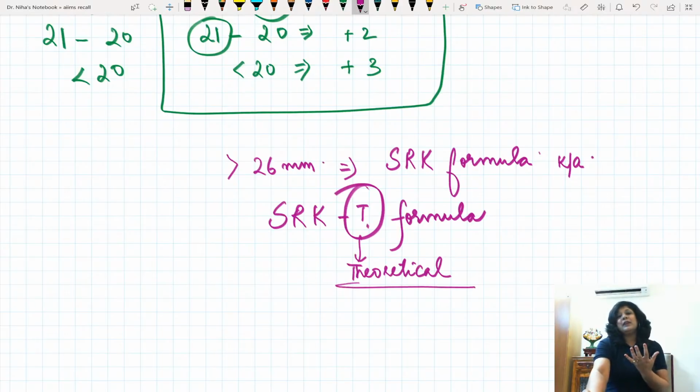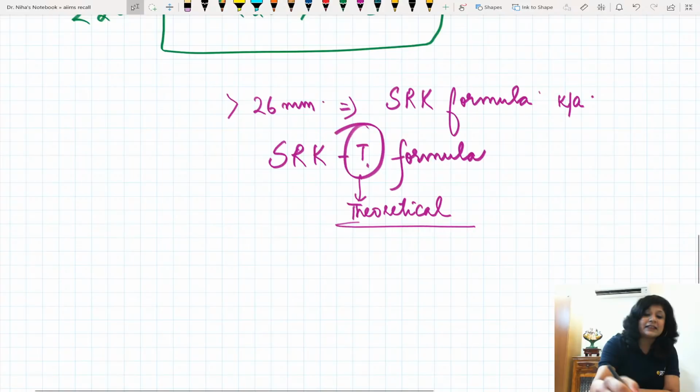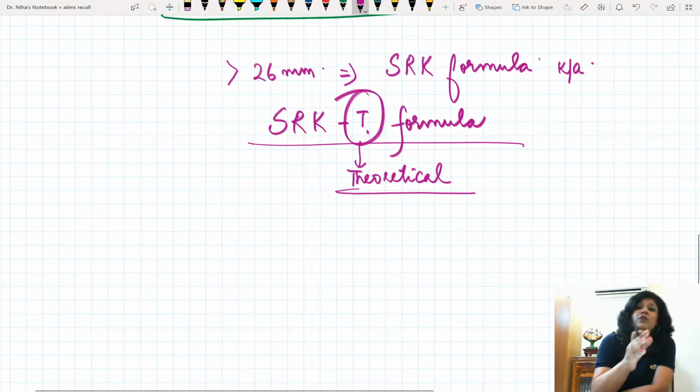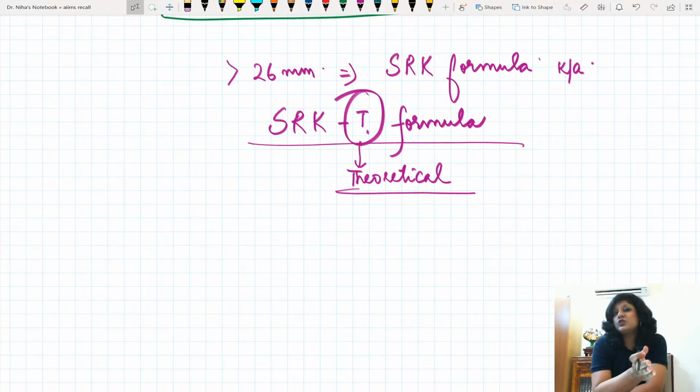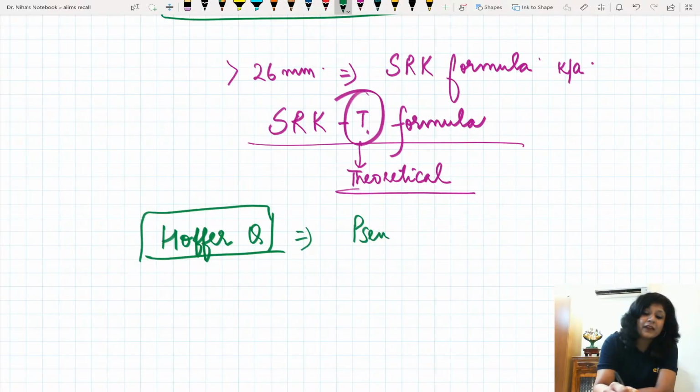In the theoretical formula, because it is more than 26 mm, I will have to personalize the constants, and in those cases I will use this SRK T formula. Okay, so this was about SRK1, SRK2 and SRK T formula. Now there is one more formula, the Hoffer Q formula. This Hoffer Q formula is basically for the pseudophakia.